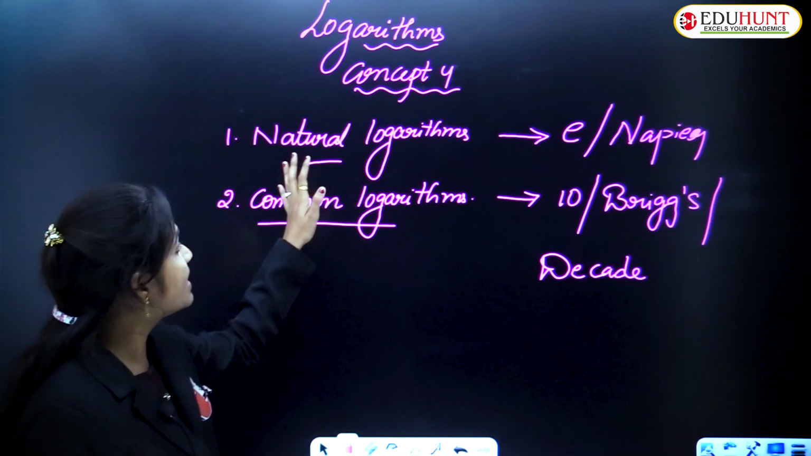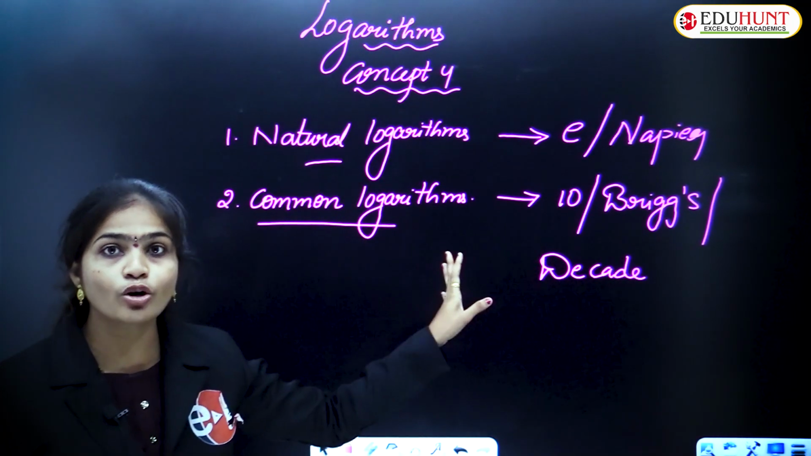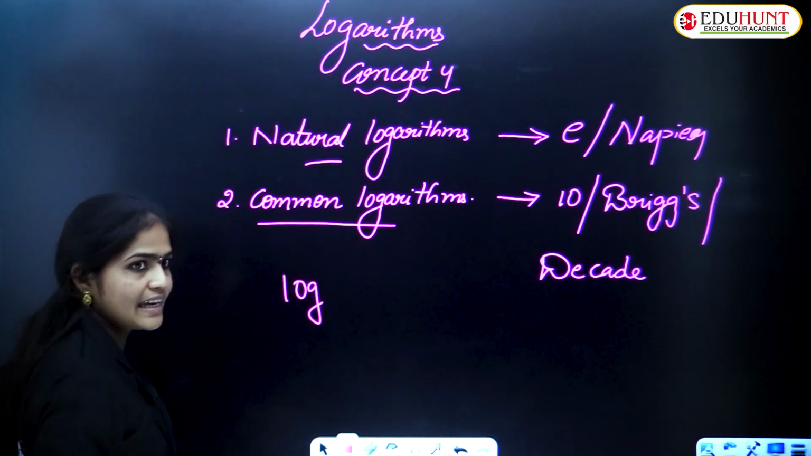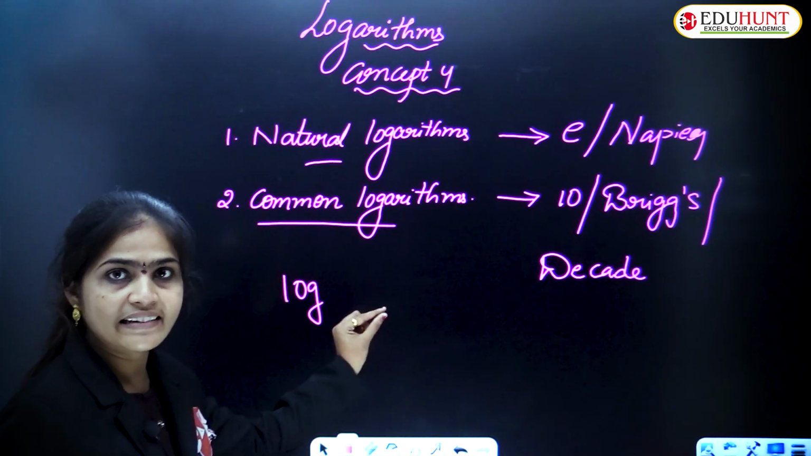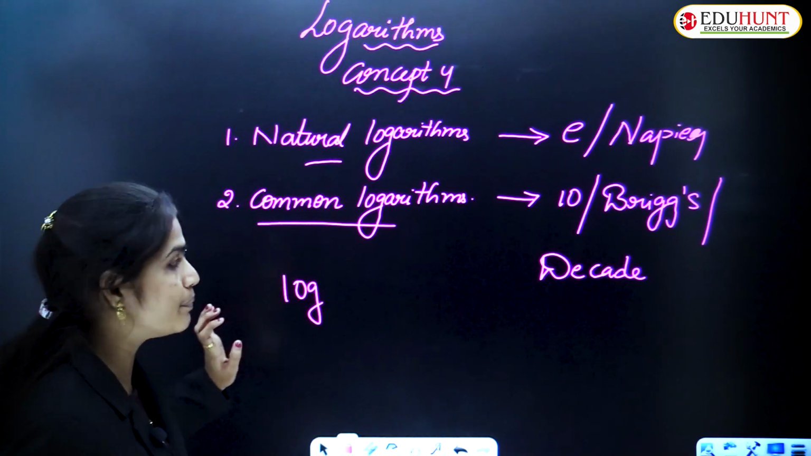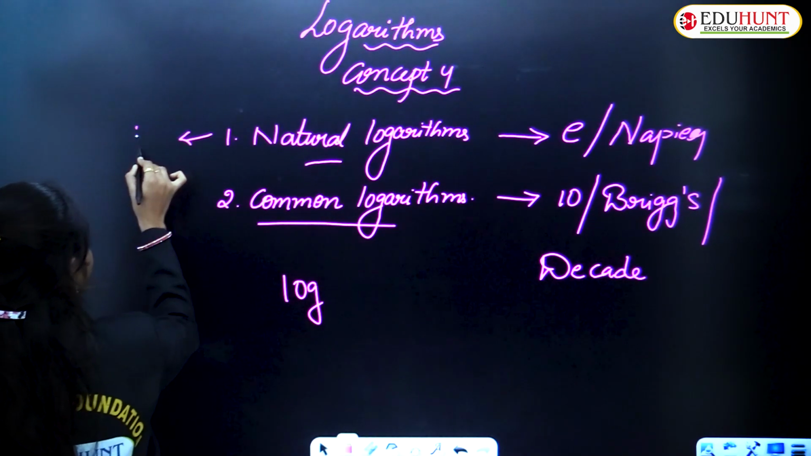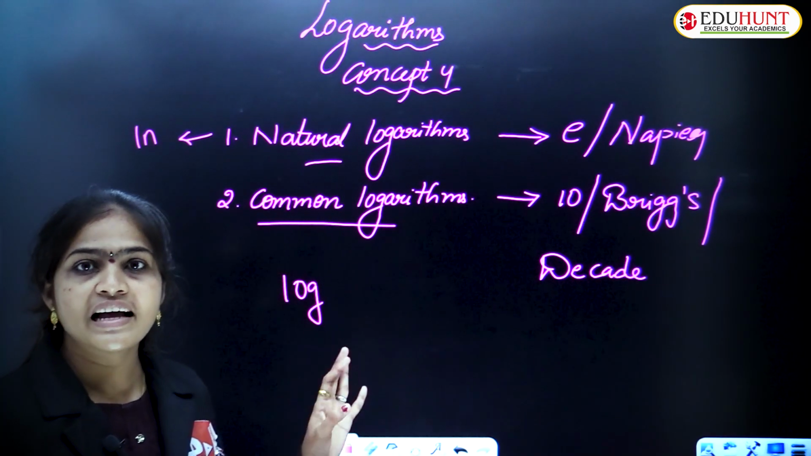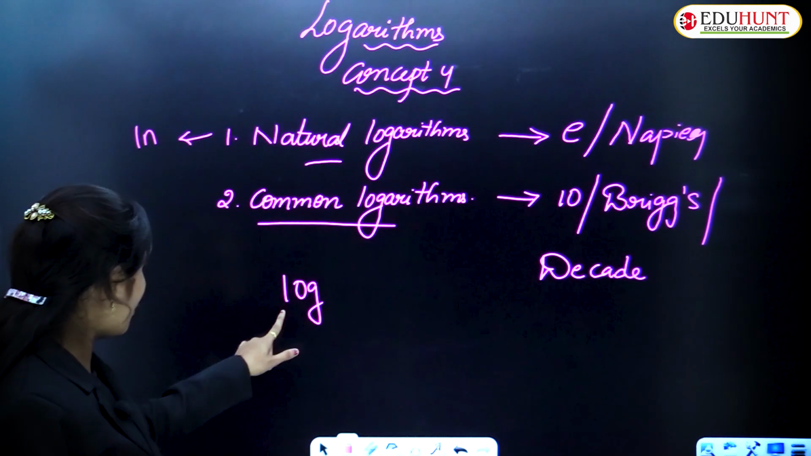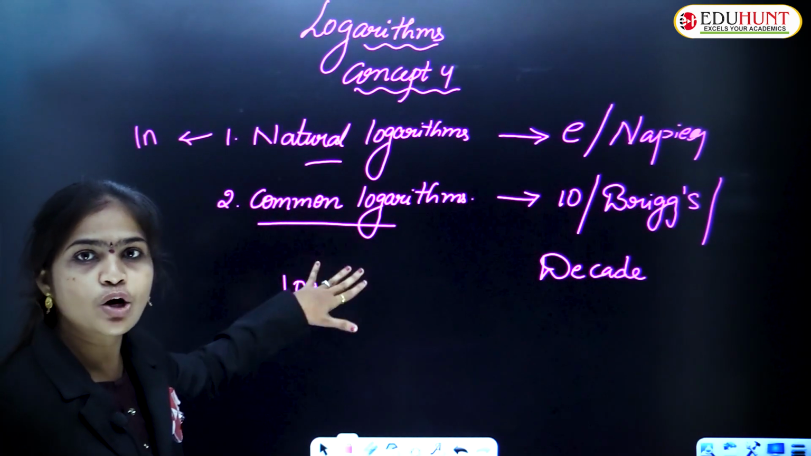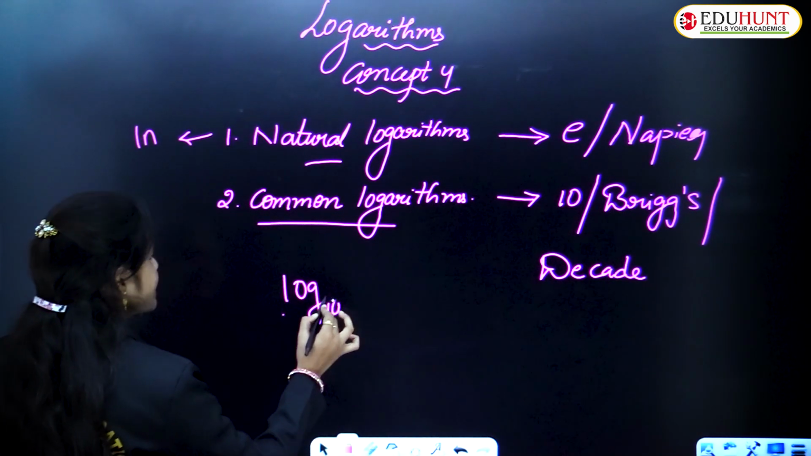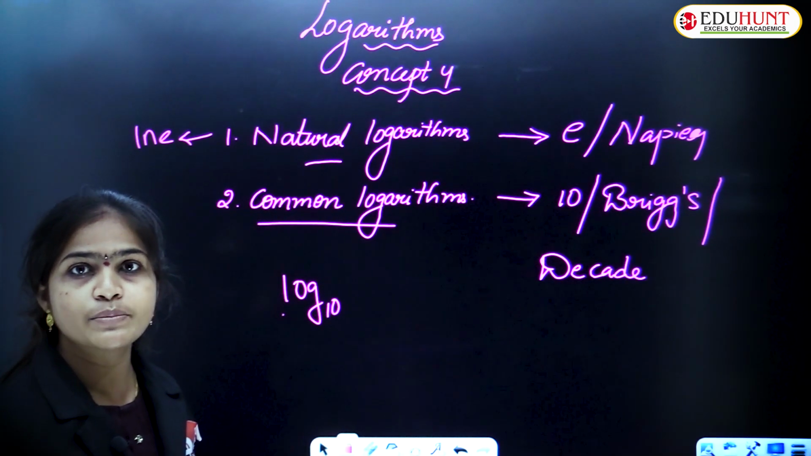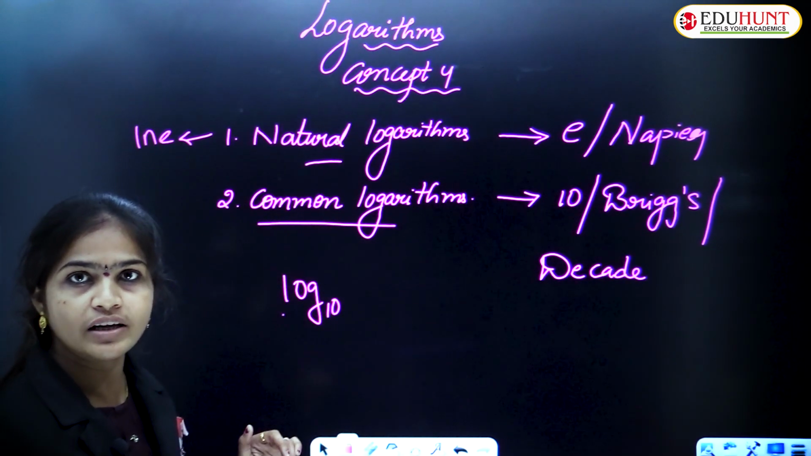So the first one is natural logarithms and the next one is common logarithms. If they give log, L-O-G, that is a common logarithm. For natural logarithm they will give Ln. Ln means natural logarithm. Log like this means common logarithm. Here the base is 10 and here the base is e. Understood? What is the difference between natural logarithms and common logarithms?